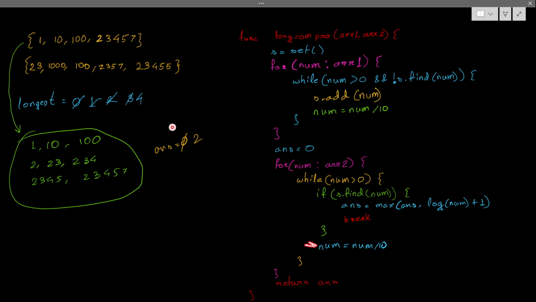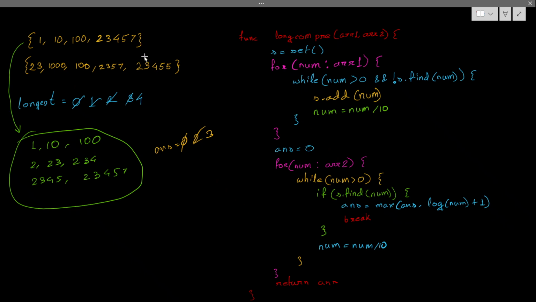So I will reduce the 1000 by one digit to 100. Let's see if 100 is present or not. 100 is present. Okay, in this case my answer becomes 3, increased from 2 to 3 because the length of 100 is 3. After that it will break. Then 100 will come again, and again it will check whether 100 is present or not. Yes, 100 is present, but it is not a new maximum, so it will not update the maximum.